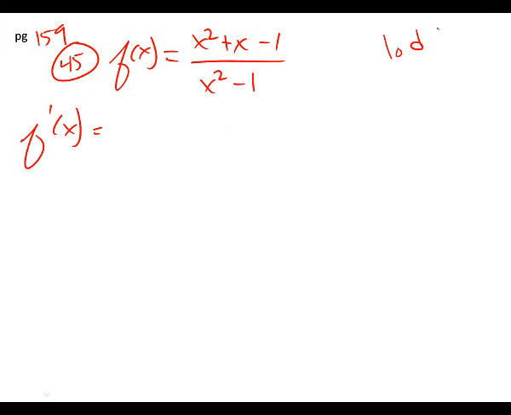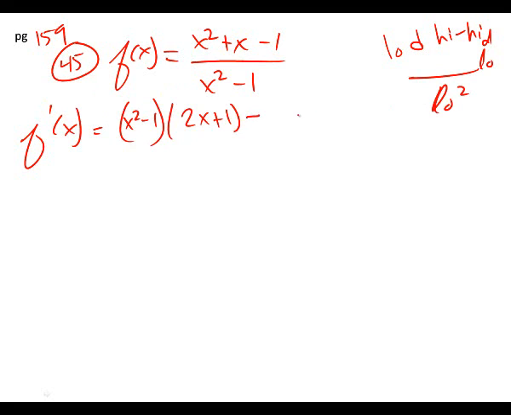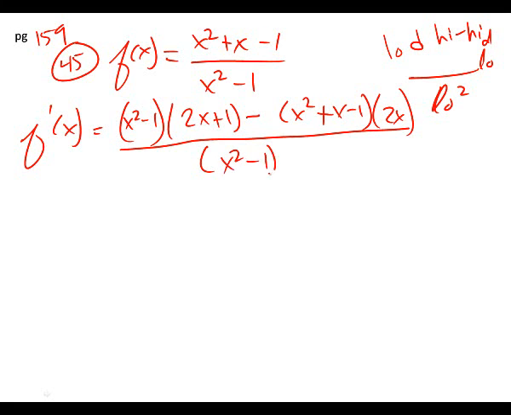Low d high minus high d low, right? Over low squared. All right, so low times derivative of high is what? 2x plus. Good. Minus the high, which is the x squared plus x minus 1, times the derivative of low, 2x. The nice thing about product rule is we can mess up the order. Here we can't mess up the order. All over the low squared. And that's where I would probably leave it. Okay? It's possible you might have to simplify more, but I try to avoid that. Okay? All right. 51 is also find the derivative.